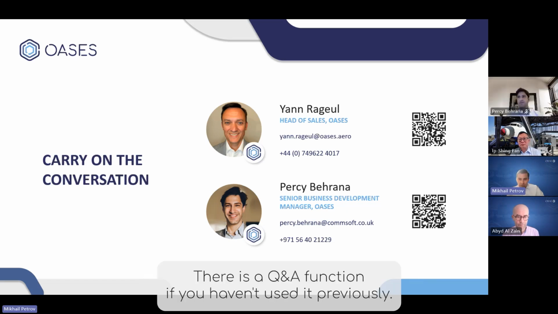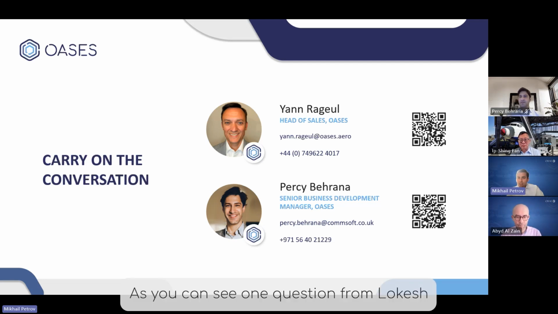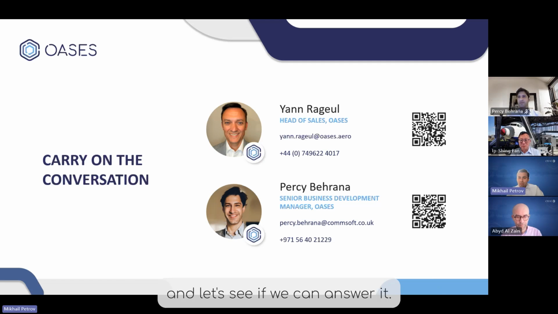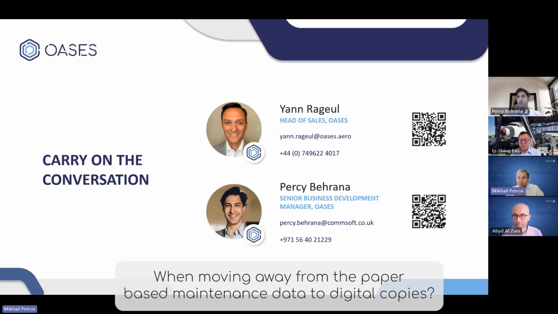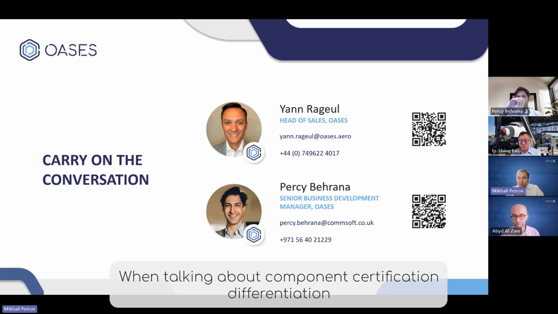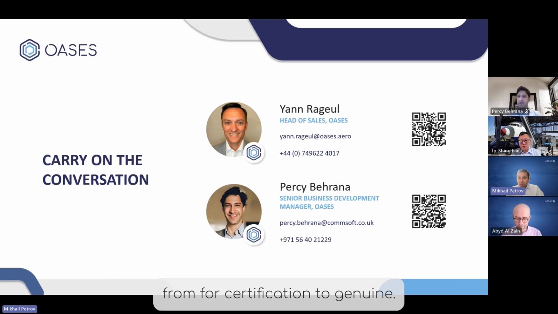There is a Q&A function if you haven't used it previously. As you can see, one question from Lokesh, and let's see if we can answer it. So the question is: how is the challenge when moving away from paper-based maintenance data to digital copies when talking about component certification? Differentiation from forged certification to genuine.